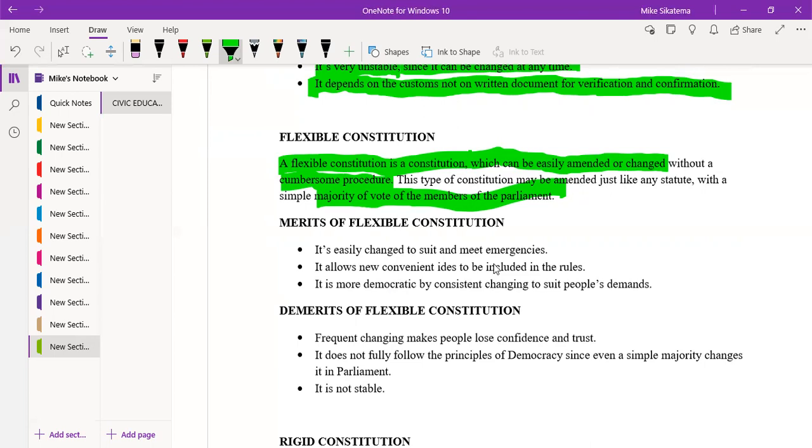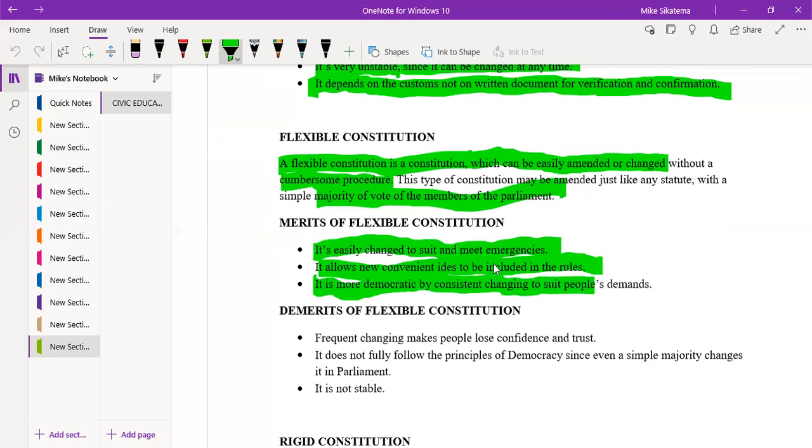What are some of the merits of a flexible constitution? Like I said, it can easily be changed to suit and meet emergencies. It allows new convenient ideas to be included in the rules because we live in a society where ideas keep on changing. The way people view certain elements now may be different from the way people view certain elements in the future. For example, certain Islamic states, women were not actually allowed to drive. So, it's convenient.